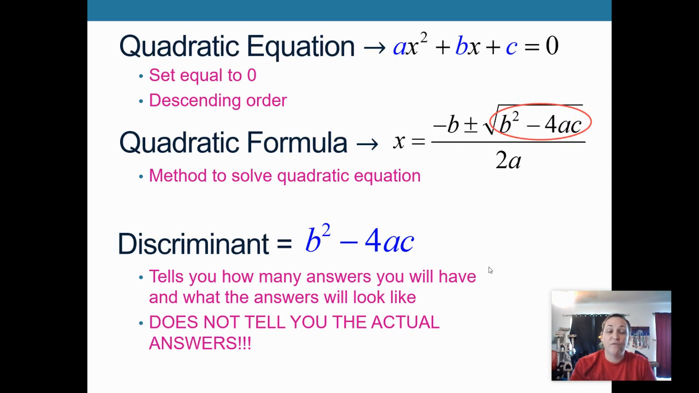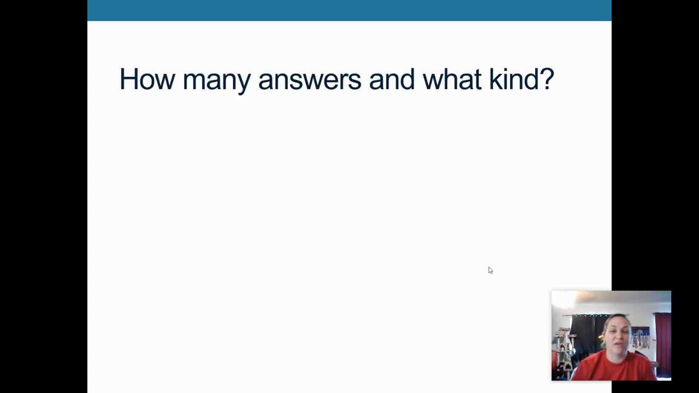Now we need to be careful. The discriminant does not tell us what the actual answers are, because as you can see, it's just partway through the quadratic formula. So it's not going to tell us the real answers. It'll just tell us what they might look like. There are 4 scenarios that can happen when you're working with the discriminant.